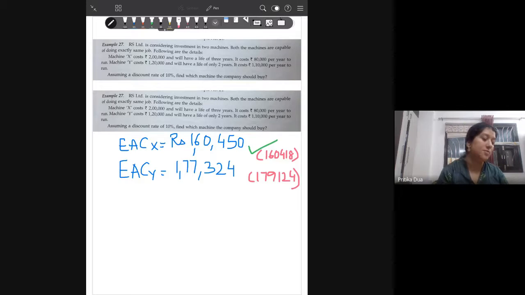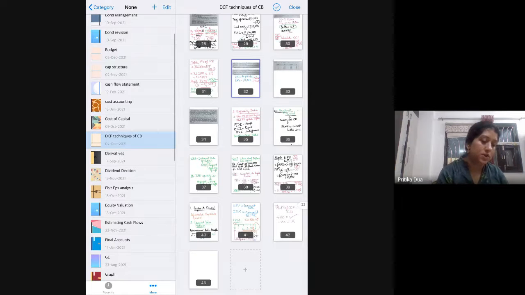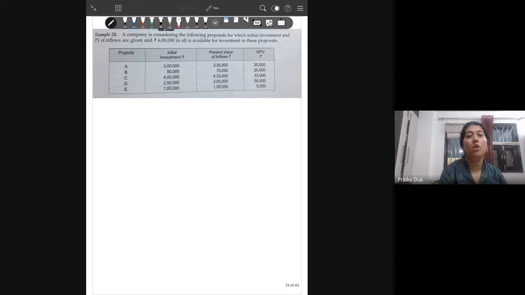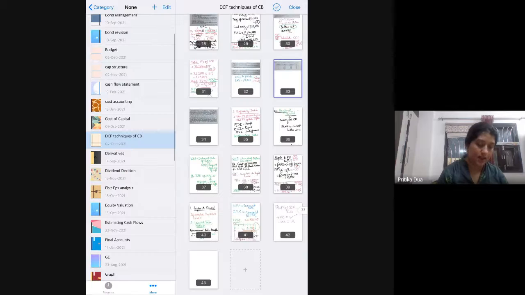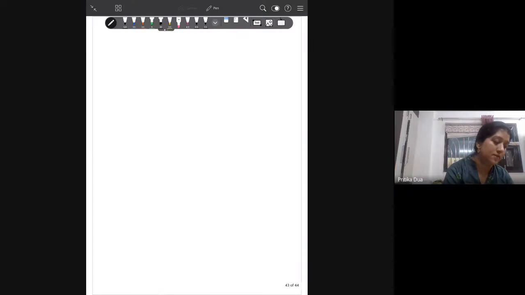Okay, let's move ahead. The last concept in capital budgeting is the concept of capital rationing. So let me first explain the concept and then we move to a question on the same.